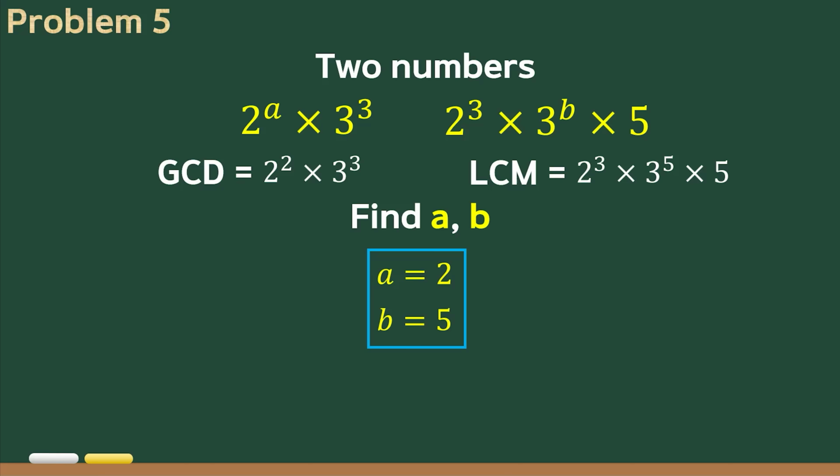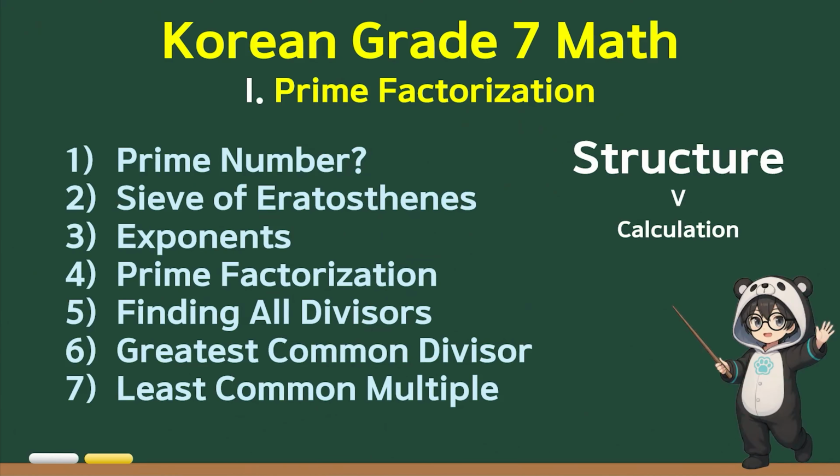The key idea is this. GCD tells us the common part. LCM tells us the full structure. We are building numbers from structure, not guessing. In this unit, we didn't just calculate numbers. We learned how numbers are built. Prime factorization is not just a method, it's a structure.